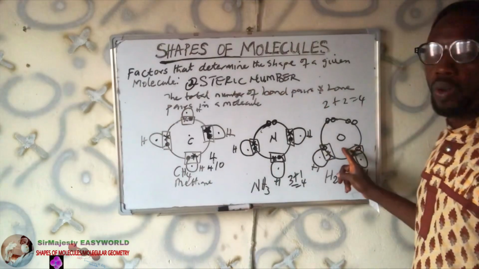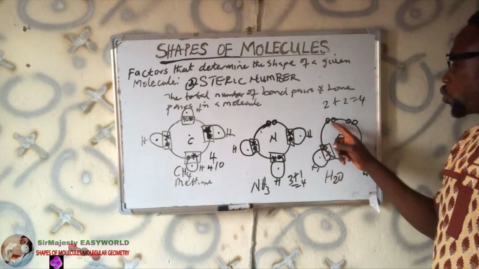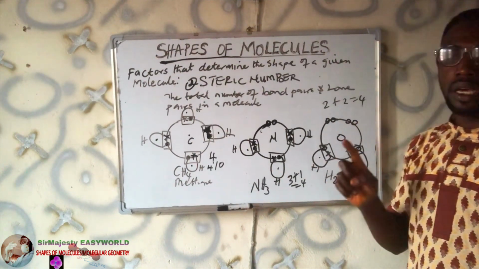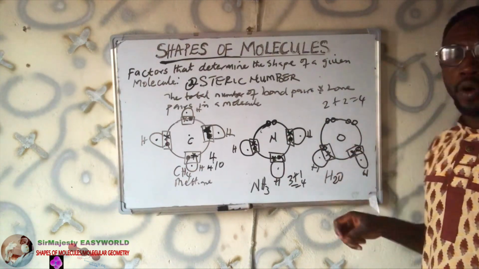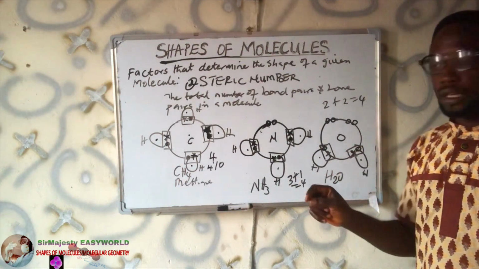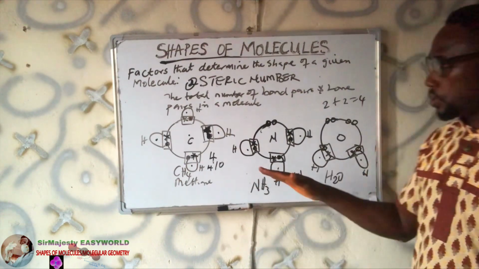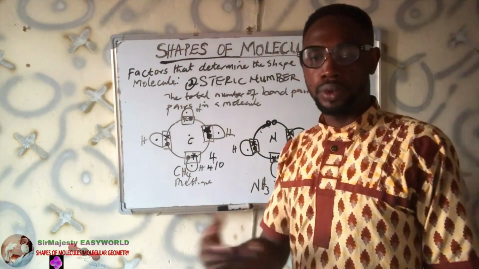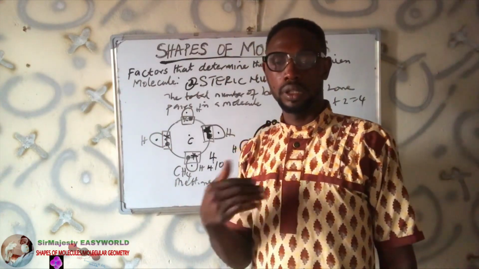Then if you come to water, water also has 4 as the steric number, but it has 2 lone pairs and 2 bond pairs. If you see any molecule with 2 lone pairs and 2 bond pairs, the shape is V shape or bent or angular, and the bond angle for water is 104.5 degrees. So this is it for the steric number and the possible shapes. You can see the table where these facts are all listed.